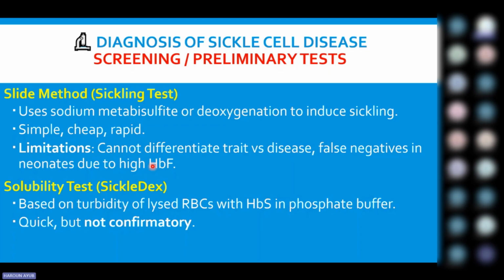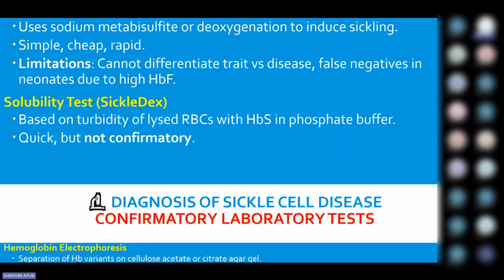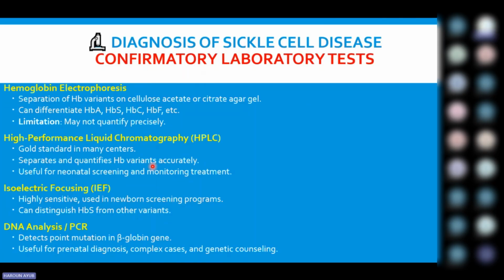We have the solubility test or the Sickledex. This is based on turbidity of lysed RBCs with HbS in phosphate buffer. It's quick, but also not confirmatory. You'll just get a representation: yes, there is some sickle, but you will not be able to differentiate. We have hemoglobin electrophoresis, which we'll discuss further.